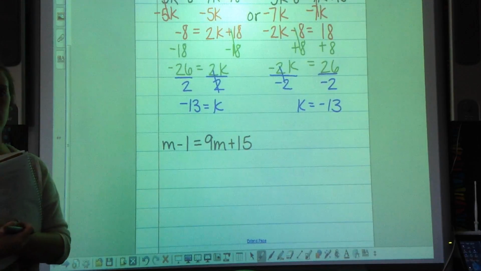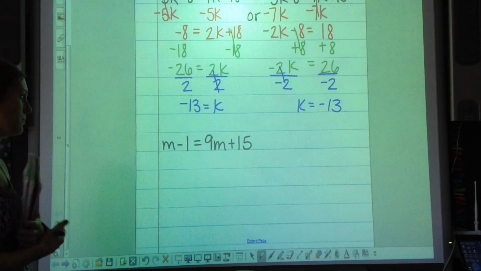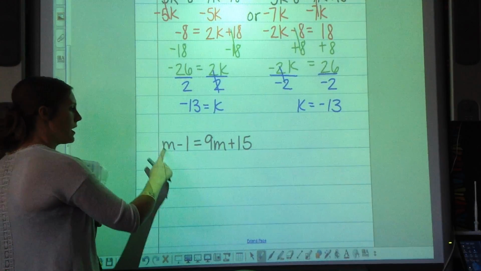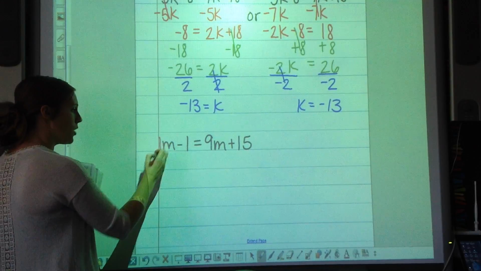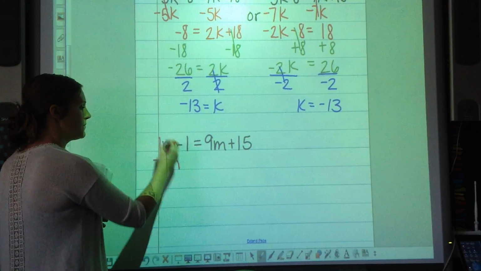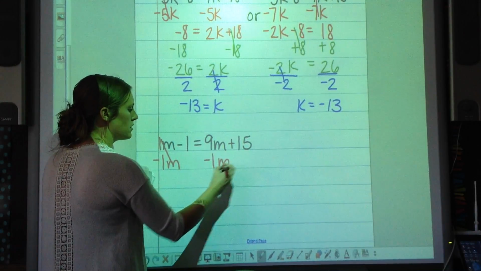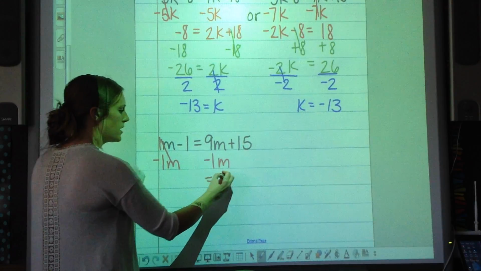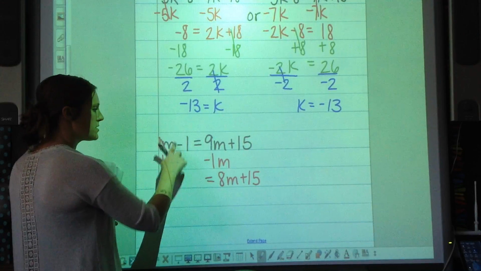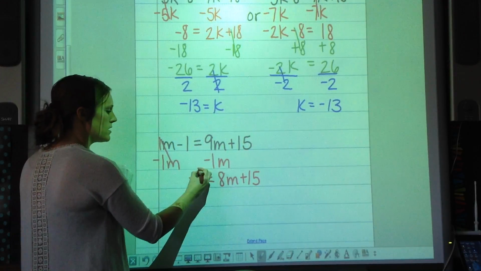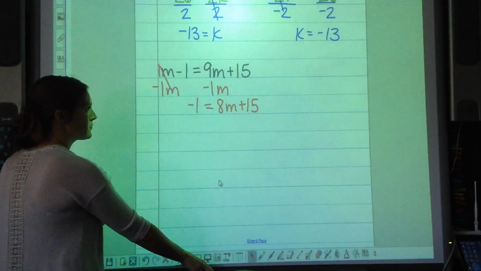Again, we're collecting the variables on one side or the other. I'm going to bring this m to this side. Look in front. It's a positive 1m, so I'm going to subtract 1m. Okay. On the right side, I have 8m plus 15. On the left side of the equal sign, I have a negative 1. Always take those signs out in front.